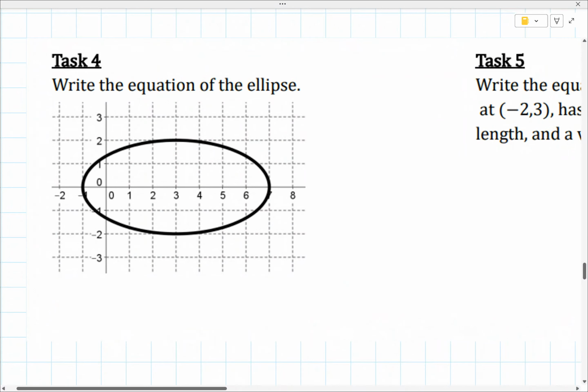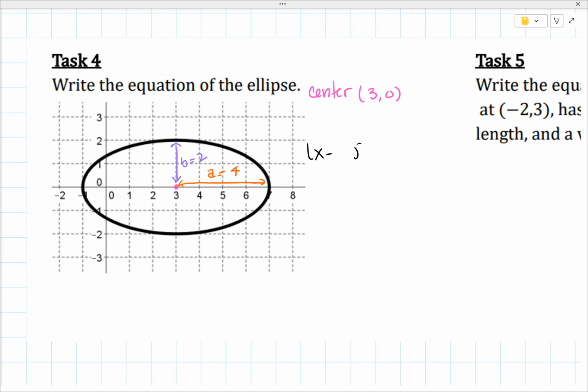All right, so for task 4, look for the things we need. We need our center, which is 3, 0. And then we find our a value and our b value. So a, horizontal underneath our x, so 1, 2, 3, 4. And then our b value, vertical distance, is 2. And that's it. We just gotta plug it in. So I have my blank equation. Plus y over, nope, not over 2, squared equals 1.